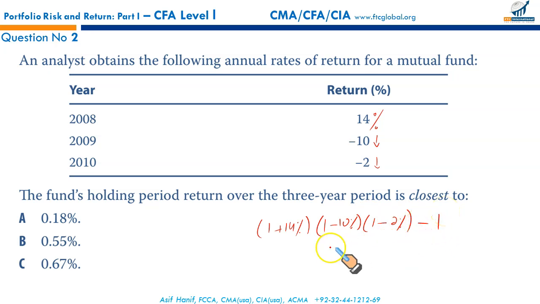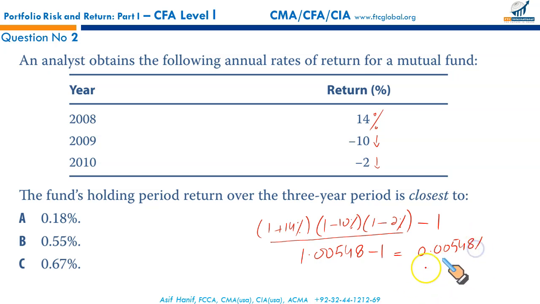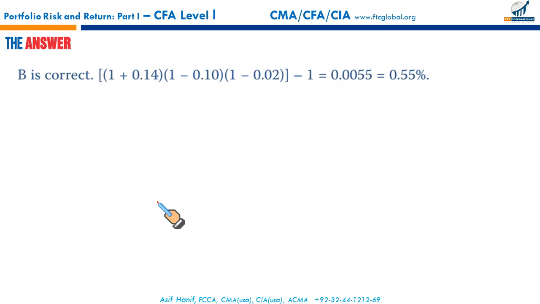and minus 1. So when you simplify this part, it will give you 1.00548, and from this if you deduct 1, what you will have is 0.00548, and if this is expressed in percentages, it will be approximately 0.55%, which is B. B is your right answer.